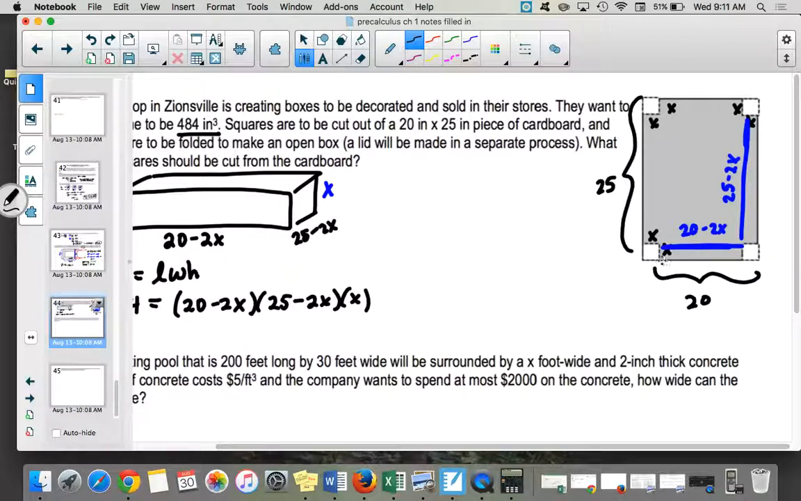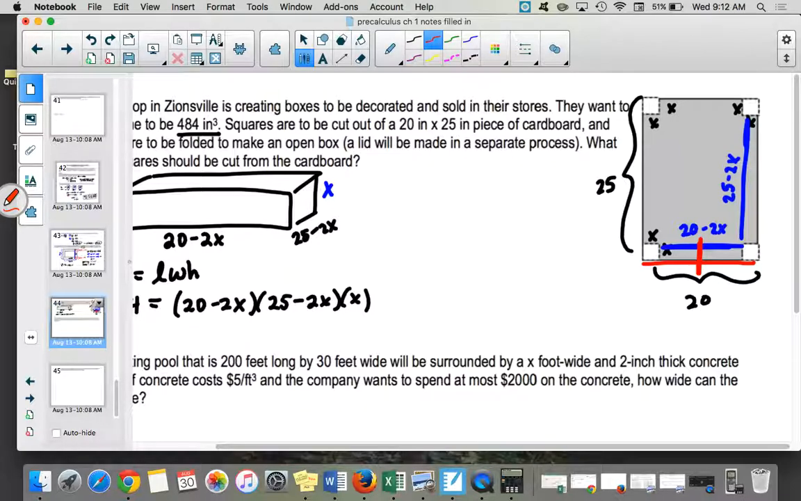So if this is 20 here, and we cut out a size of x, what if I cut out a really big square, and then another really big square, and they went right up against each other? There's no box that's created, right? So let's think about this. If we have 20 here, what would be bad? What's too big to cut out?